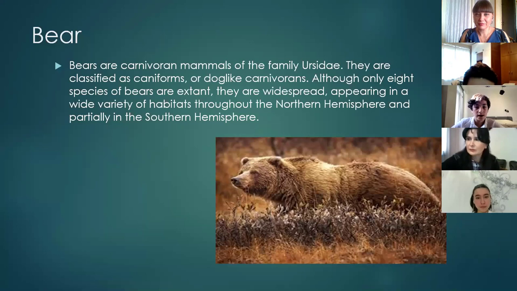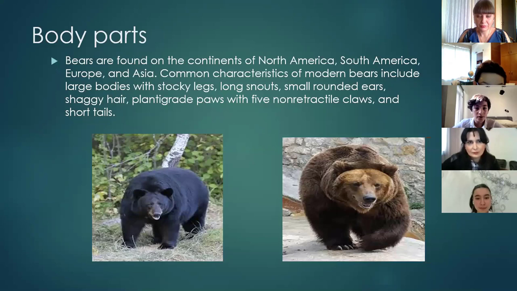They are widespread, appearing in a wide variety of habitats throughout the northern hemisphere and partially in the southern hemisphere. Bears are found on the continents of North America, South America, Europe, and Asia. Common characteristics of modern bears include large bodies with stocky legs, long snouts, small rounded ears, shaggy hair, plantigrade paws with five non-retractable claws, and short tails.